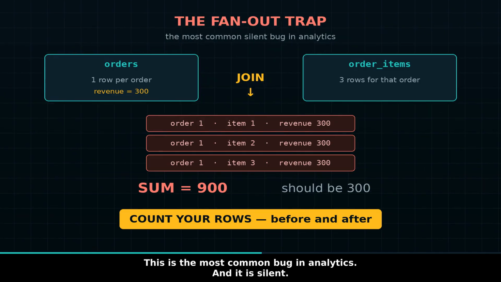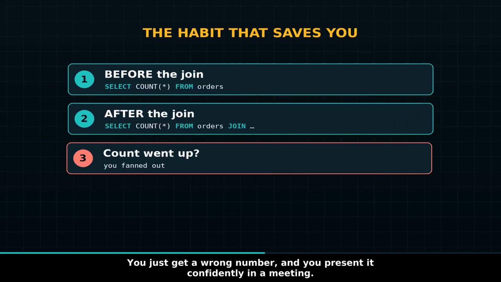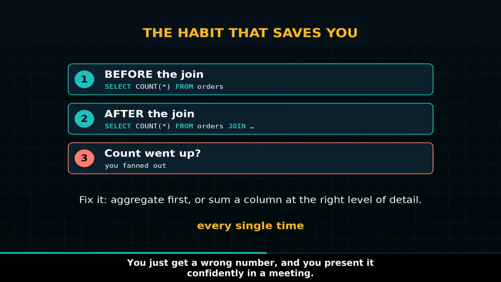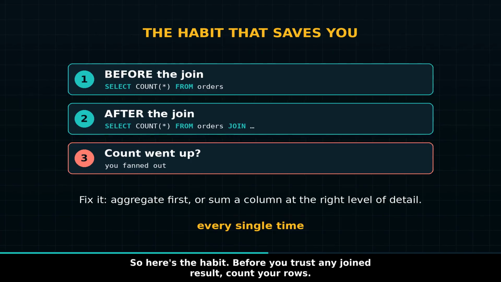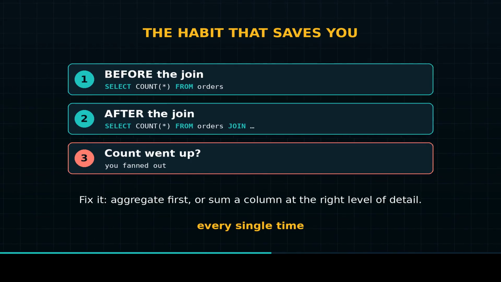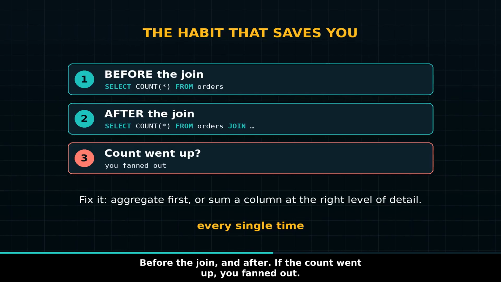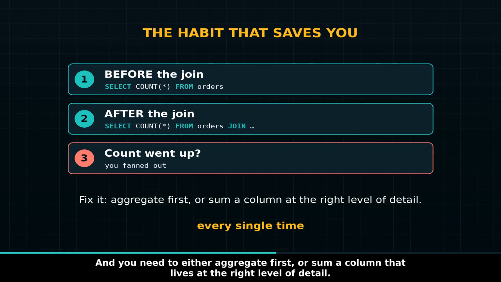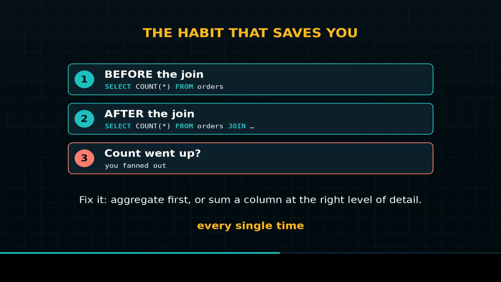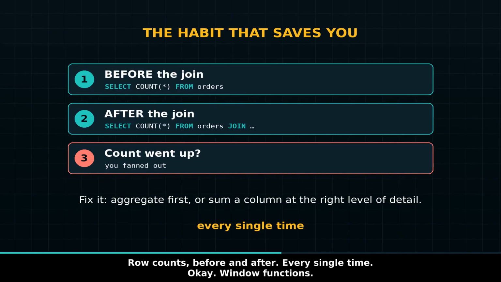This is the most common bug in analytics, and it is silent. Nothing errors, you just get a wrong number and you present it confidently in a meeting. So here's the habit. Before you trust any join result, count your rows. Before the join and after. If the count went up, you fanned out. And you need to either aggregate first or sum a column that lives at the right level of detail. Row counts before and after, every single time.